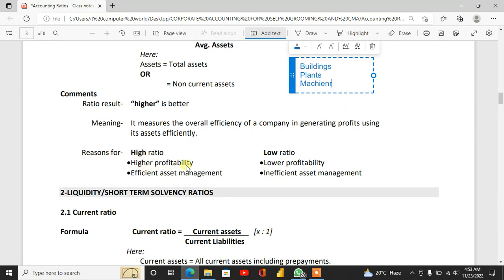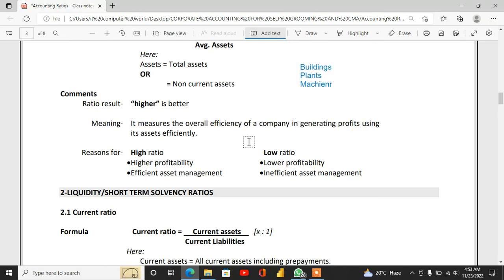If higher, then higher profitability and efficient asset management. If lower, lower profitability and inefficient asset management. Asset management is also the responsibility of management, and there are several responsibilities of management to perform.